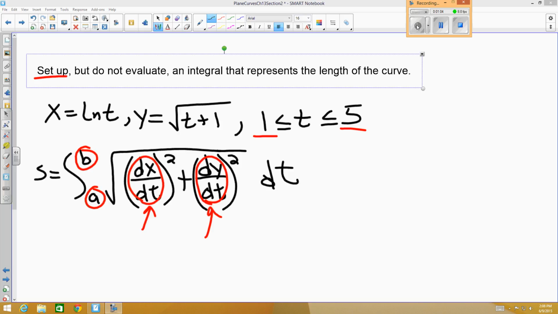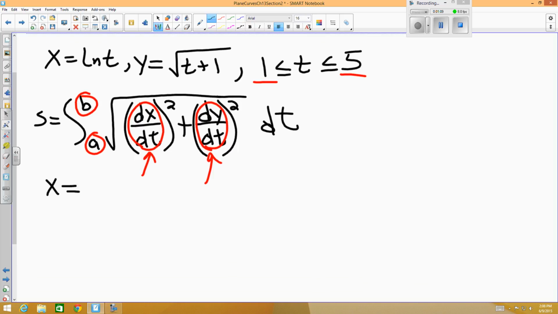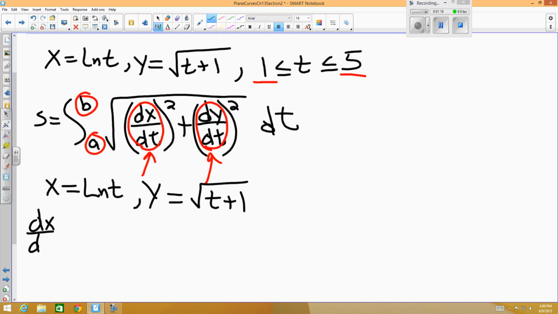We can do that. Let's go ahead and rewrite x and y down here so we can have them close. x is equal to the natural log of t. y is equal to the square root of t plus 1. So dx/dt, we know the derivative of natural log of something is 1 over that something, so the derivative of natural log of t is 1 over t.